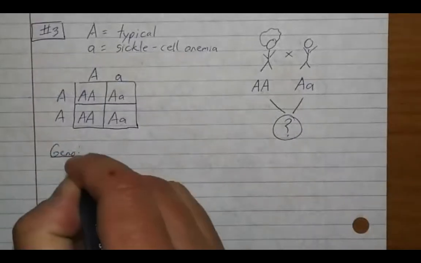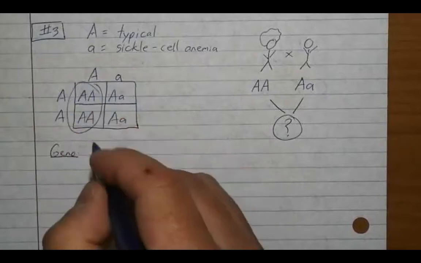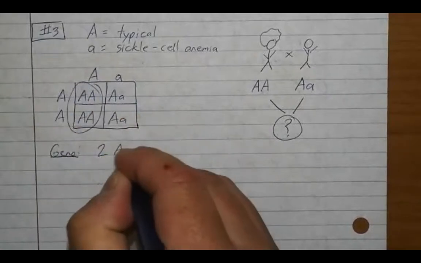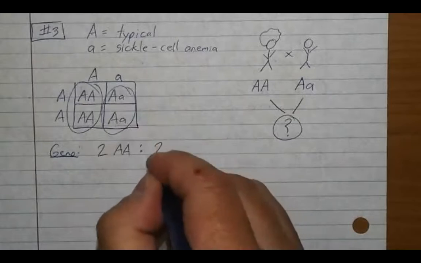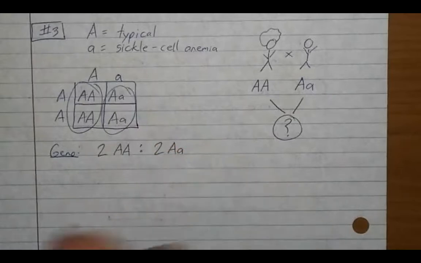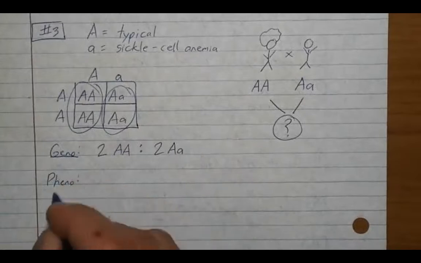I like to just abbreviate genotype. Some people just do G. That's fine. All right. I got 2 that are capital A capital A, colon, and 2 that are capital A lowercase a. Okay. Phenotype. Some people just put P.